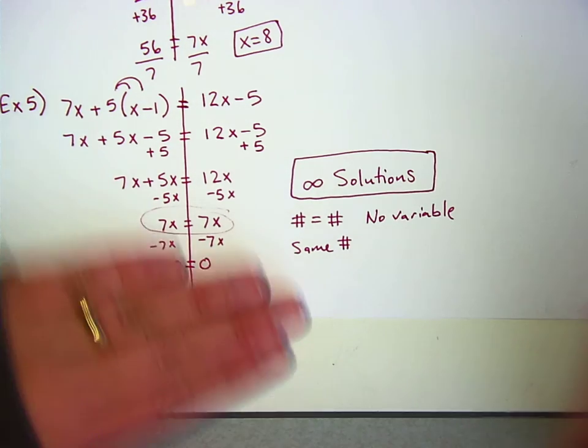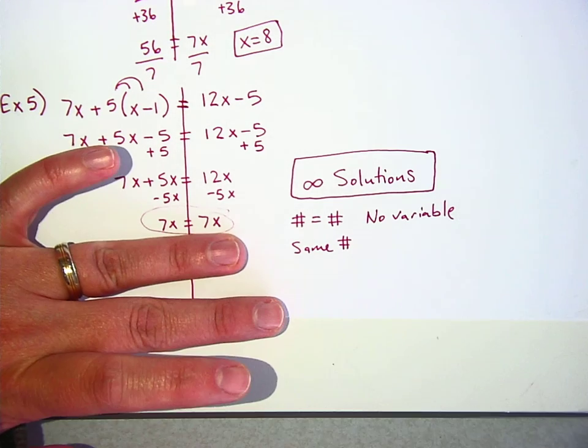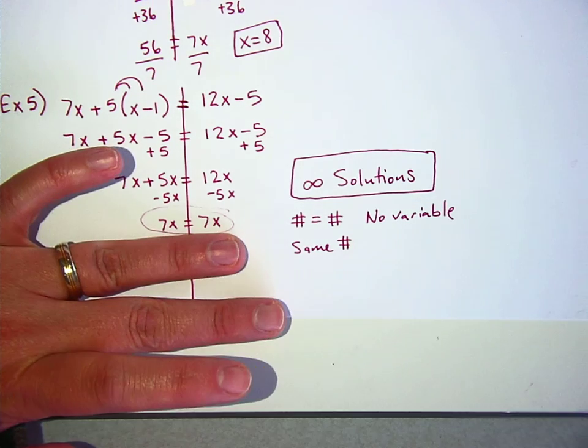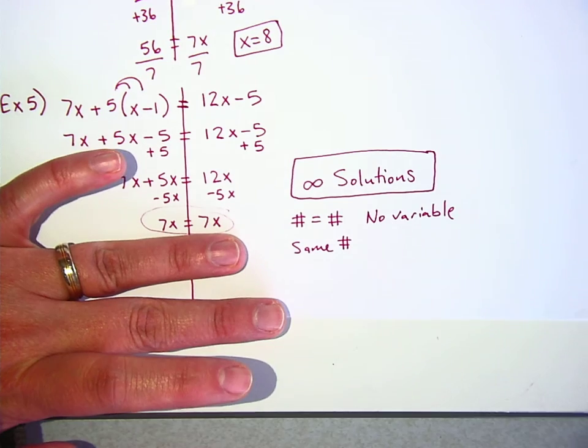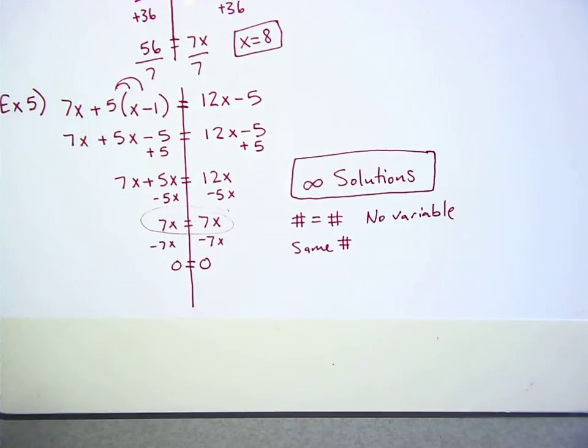Because let's suppose you plugged in 3 there. 7 times 3 is 21, and on the other side, 7 times 3 is 21. It doesn't matter. You could put in negative a million, and that would be negative 7 million on the left side, negative 7 million on the right side. So either way, there's an infinite number of solutions because you could plug in anything and it would work. Tyler, go get a prize.